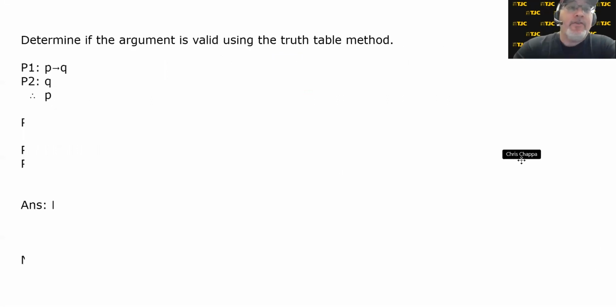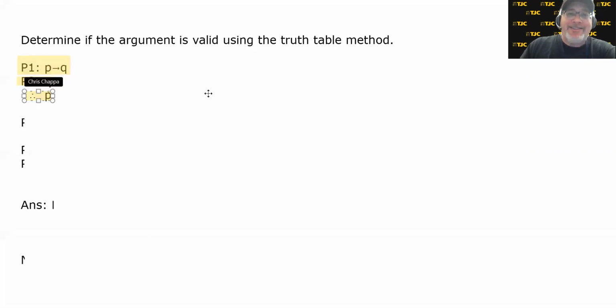All right, so for our first example, we're going to determine if the argument is valid using the truth table method. Our first premise is P pointing to Q. Our second premise is just Q, and our conclusion is just P.